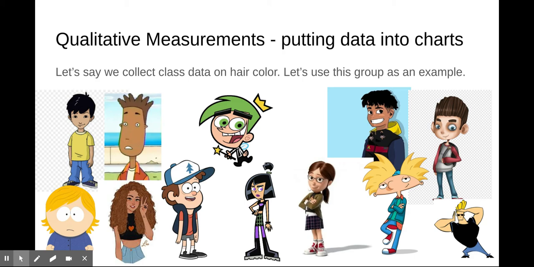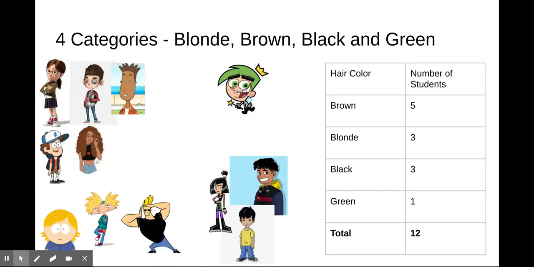So let's do an example. Let's say I have a class of students and I'm trying to collect data on hair color. So I ask all of my students, you can see all 12 of them there, what color hair do you have? Well, I can summarize that data into a table.